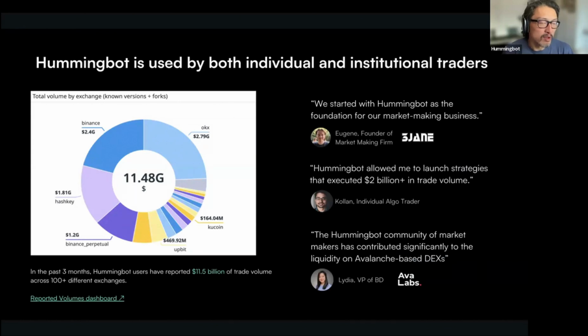Even though the bulk of that volume is coming on centralized exchanges, if you look at the long tail, there's actually quite a lot of activity on smaller exchanges, as well as DEXs, using Hummingbot. So we're actually seeing over 100 different exchanges being used, that's reported. And we only have 50 connectors in the code base. So I think this shows that the software has been forked many times. And for us, that's good, because it means that more people are using Hummingbot out there.